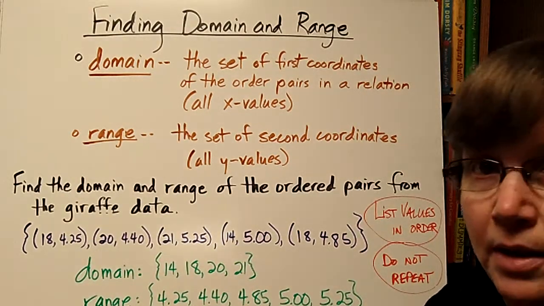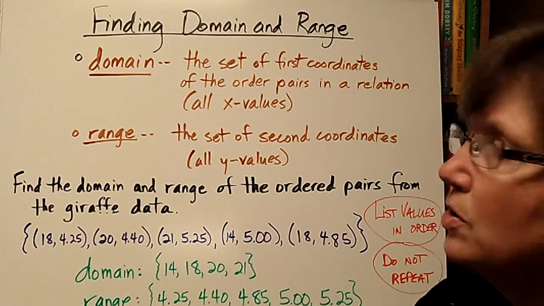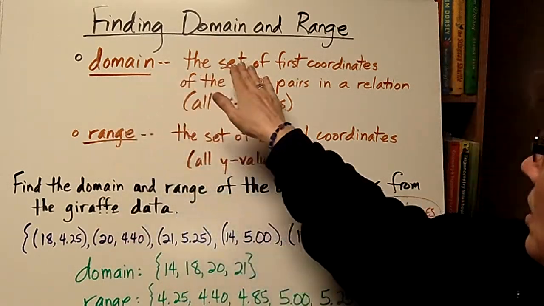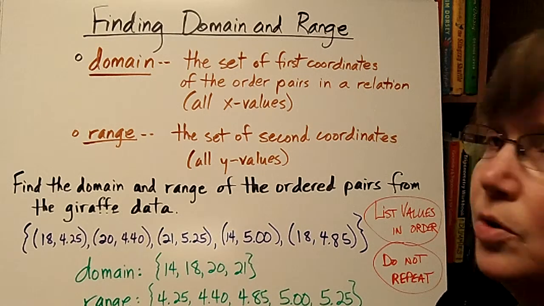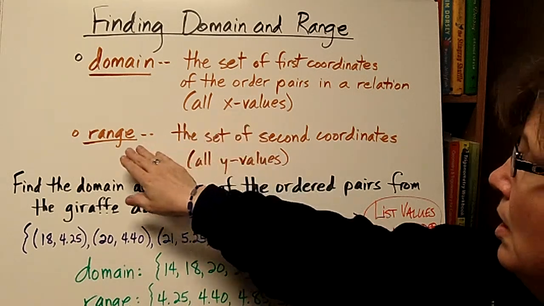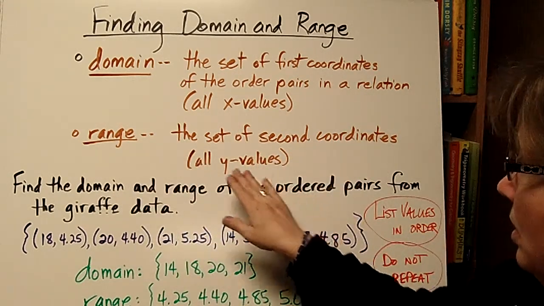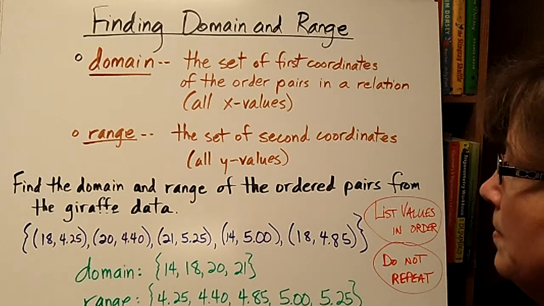In finding your domain and your range, as I mentioned in the other slide with the heights of the giraffes, your domain is simply the set of the first coordinates of all the ordered pairs in the relation, all of your x values. Your range is the set of the second coordinates, the y values.